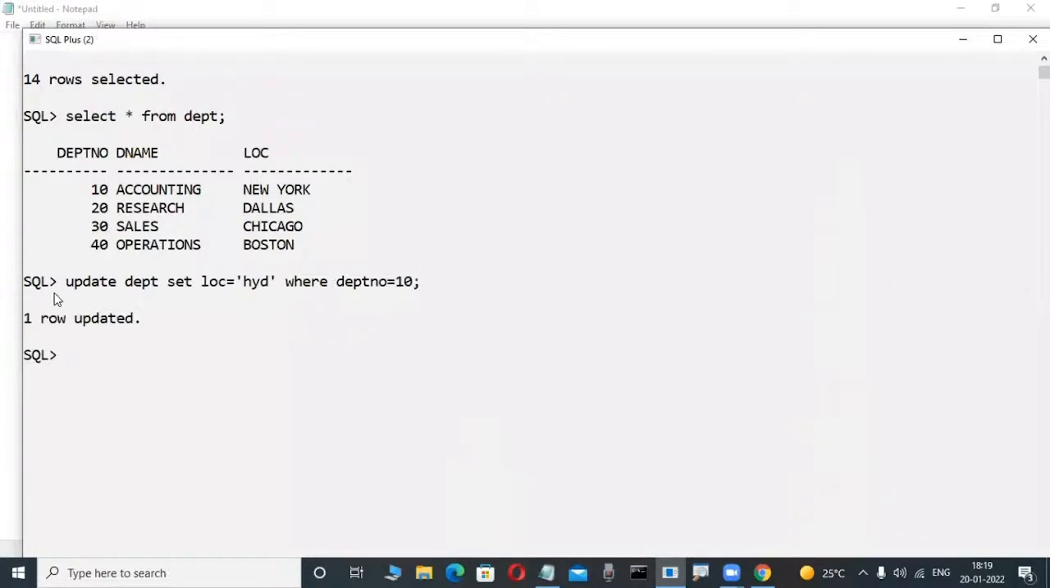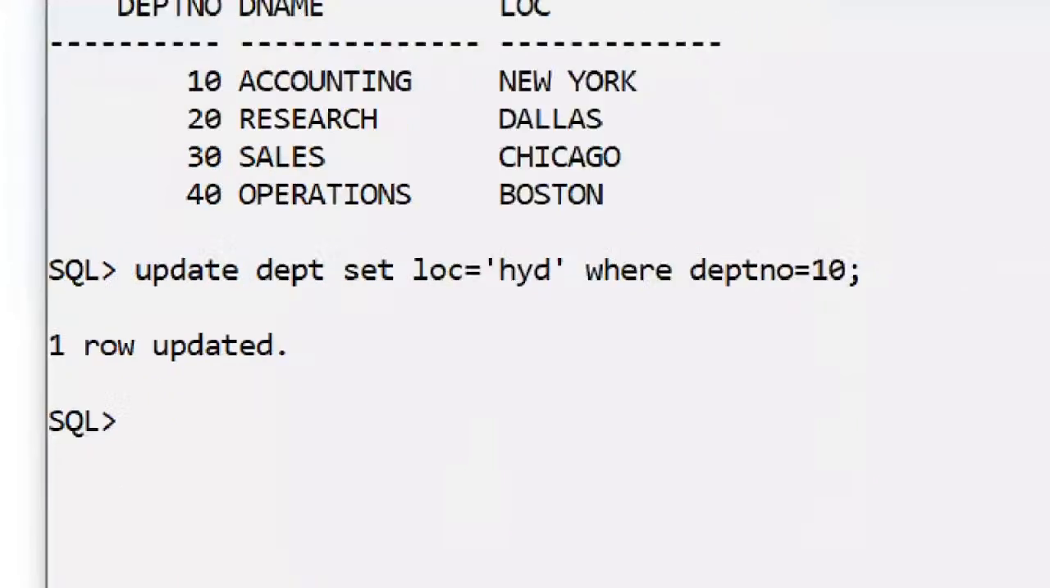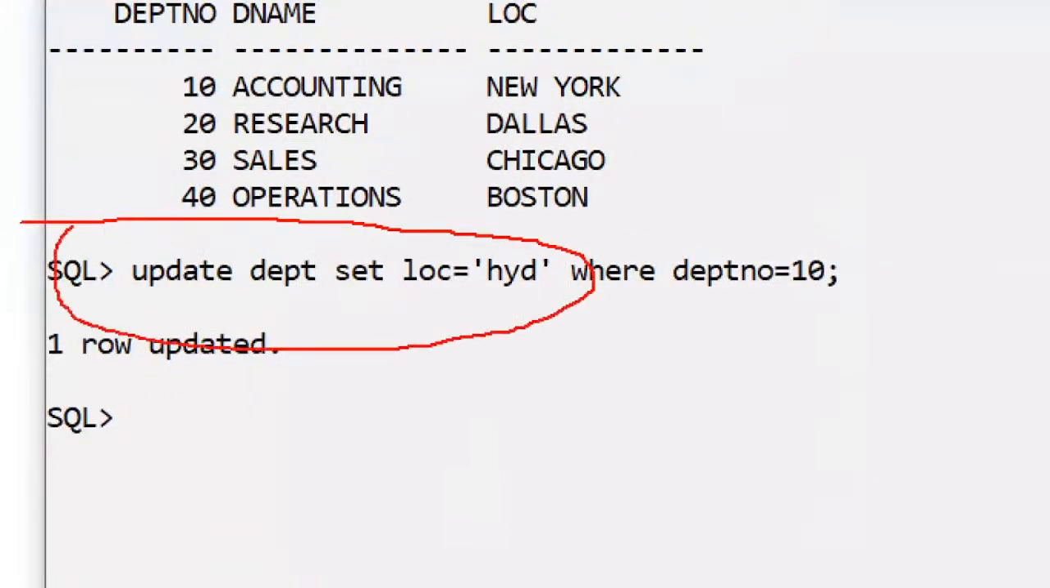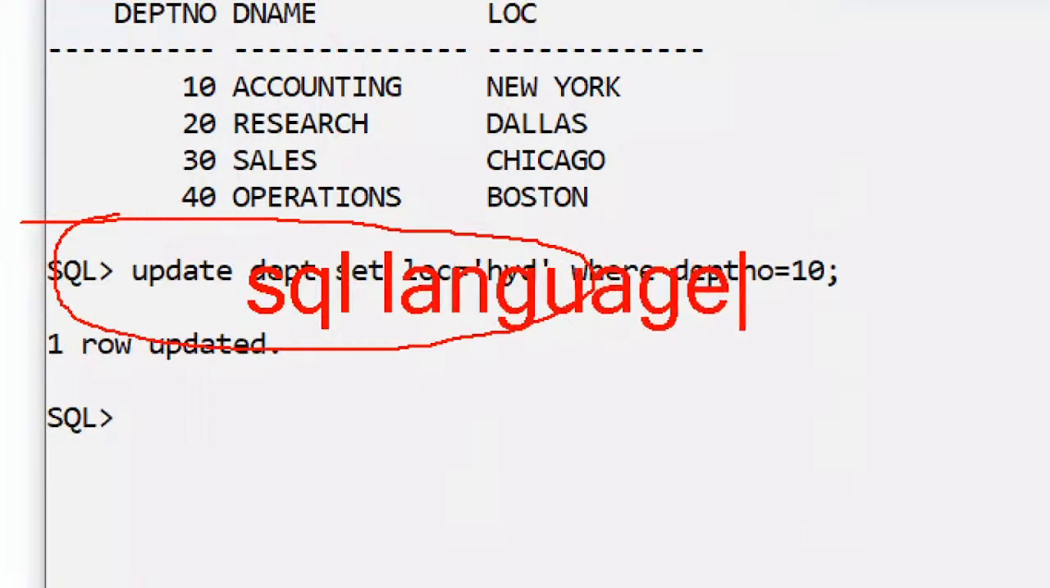Now check it out. I'm writing one line of code. In the future you will learn courses like Oracle and SQL Server. That is called a SQL command. These are called the SQL language. One line of coding is there. These are non-procedural languages.